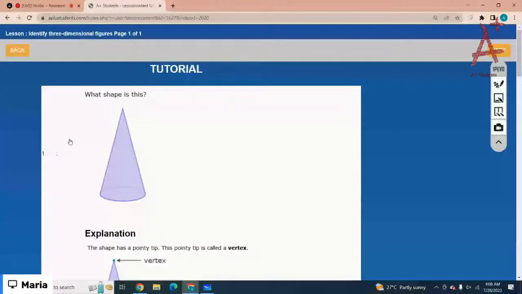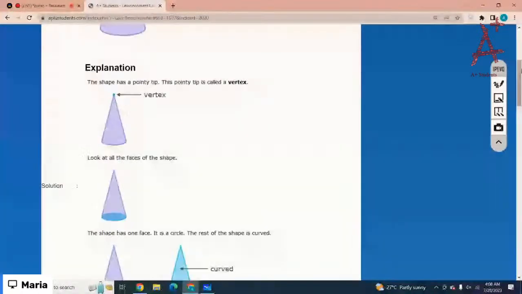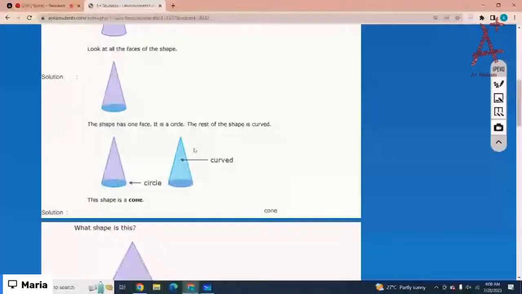The shape is a cone. The vertex has a pointy tip. This pointy tip is called the vertex. Now look at the faces. The shape has two faces, the curved face and the circle. The base is the circle and this one is the curved. So the shape is a cone.